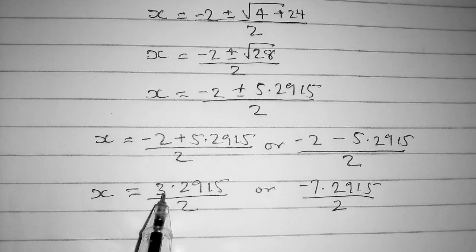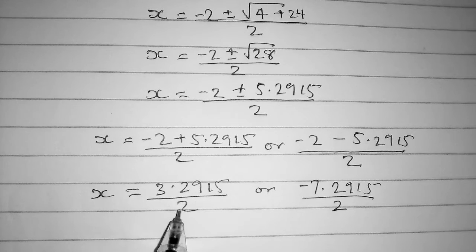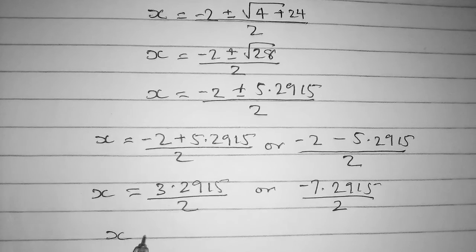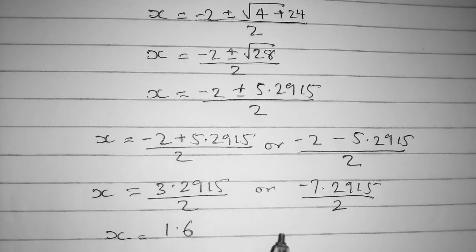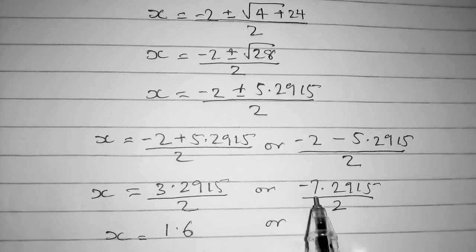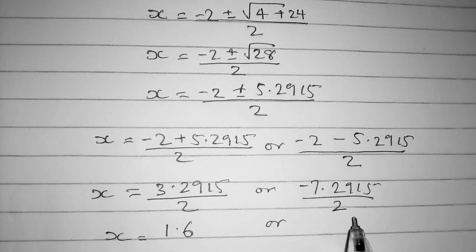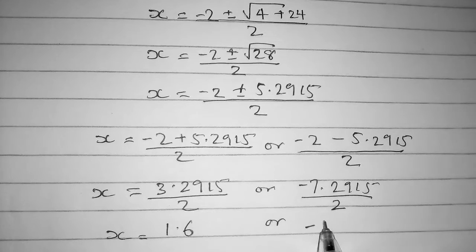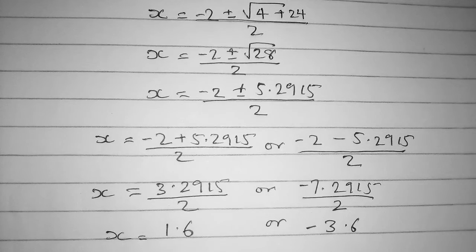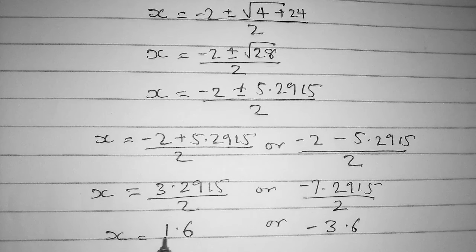Now, this divided by 2 will give us x is equals to 1.6, or this divided by 2 will give us minus 0.6. So these are the values of x.